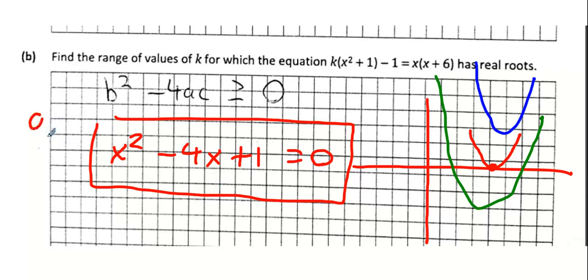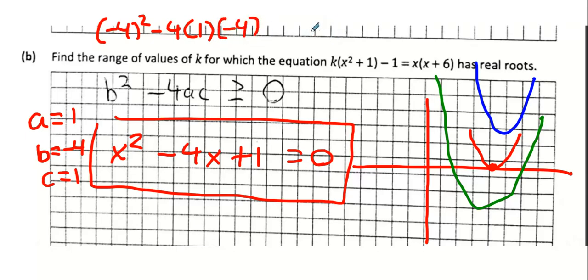What's the A value? 1. The B value? C value? Sub it in, what do I get? Minus 4 squared minus 4 times 1 times minus 4. And what's the general rule for this? If it's less than 0, it's... 4 times 1 times 1. Sorry, I'm wrong. And what do we get? Is it not 16 take away 4? 12. 12 is bigger than 0. So which graph is it?